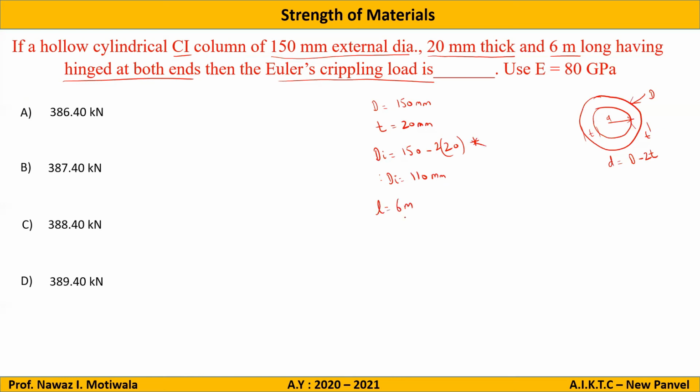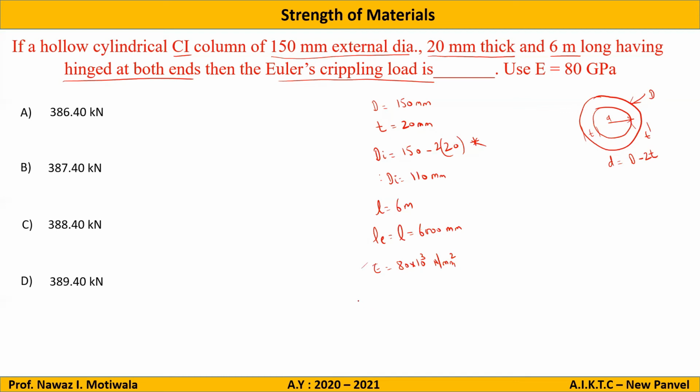Length is 6 meter. So I will write effective length; both ends are hinged, so LE equal to L. So it will be 6000 mm. Then E is given to us as 80 GPa, so it will be 80 into 10 raised to 3 Newton per mm square. Again, you can see the unit conversion. L was given in meters, E is given as 80 GPa, so I have converted into standard units.